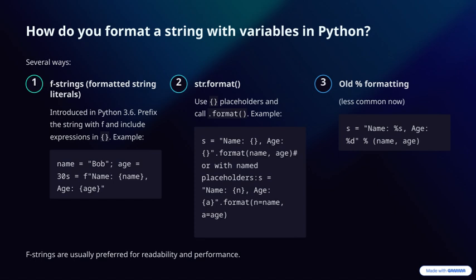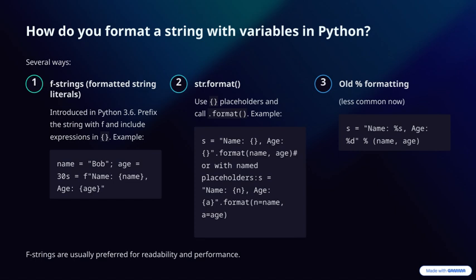Format name, age. It's straightforward and flexible. You can also use named placeholders like %(n)s equals name, %(a)s age, format n equals name, a equals age, which makes the code clearer, especially when dealing with multiple variables.